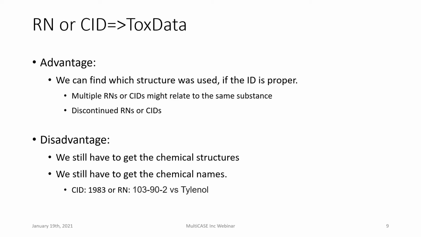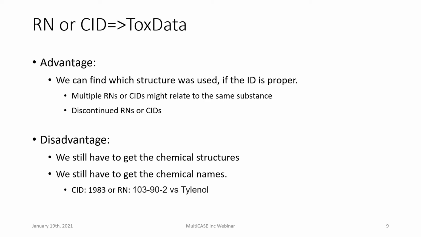We actually can find the structure using this information. Of course, the ID has to be proper. It could be a situation that one chemical will have multiple registry numbers or CIDs. It could be a situation that the registry number which is provided is either discontinued or simply wrong. There are particular rules for validation of registry numbers. Not everyone is using those rules, and sometimes it's simply a mistype. People just want to type 2 and type 3, and that makes a registry number completely wrong, not usable.